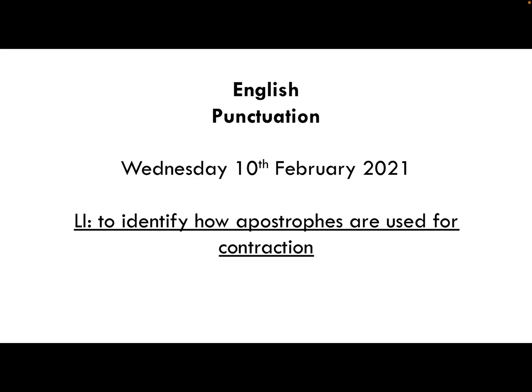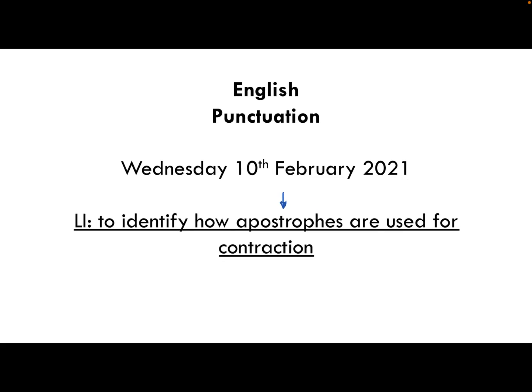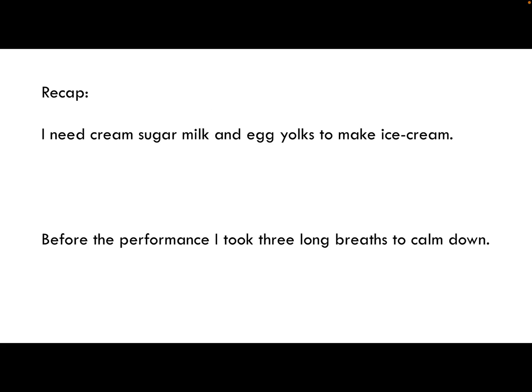Hi everybody, we are going to do some English now, and we're going to continue looking at punctuation. Today we're going to focus on apostrophes, and in particular apostrophes for contractions. Have a think about what contractions are. Contractions, or to contract, is a verb, and that means to make smaller. So contractions in terms of grammar is when we make groups of words smaller. But first, let's have a recap.